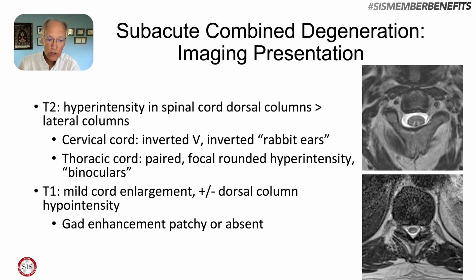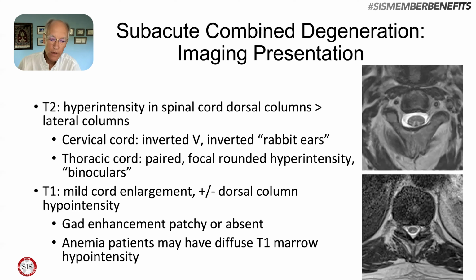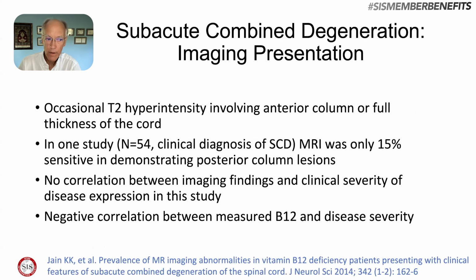On T1 images, we may see slight cord enlargement, which we may be able to localize to the dorsal columns, with some associated hypointensity. If we give them gadolinium, there may be a patchy enhancement or no enhancement at all. And anemia patients may have diffuse T1 marrow hypointensity. Occasionally, we're going to see T2 hyperintensity involving the anterior column or the full thickness of the cord, but that's a rare phenomenon.